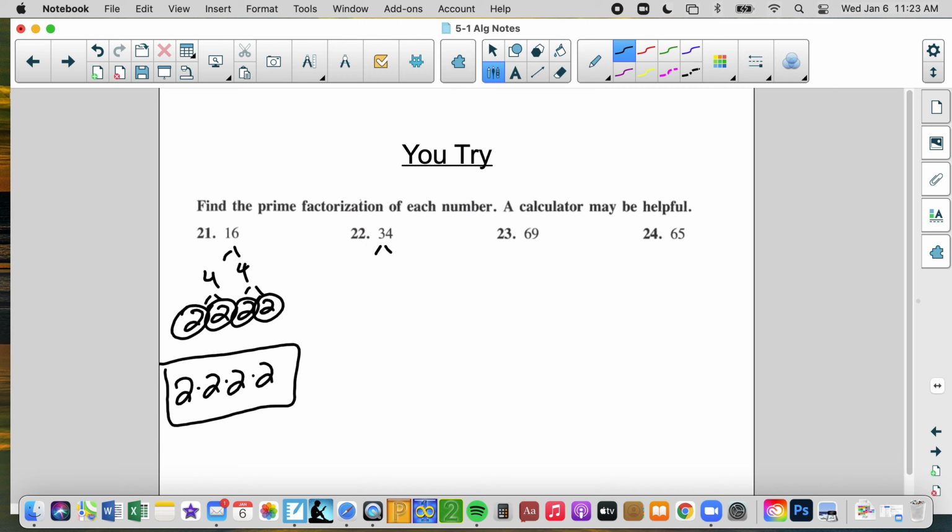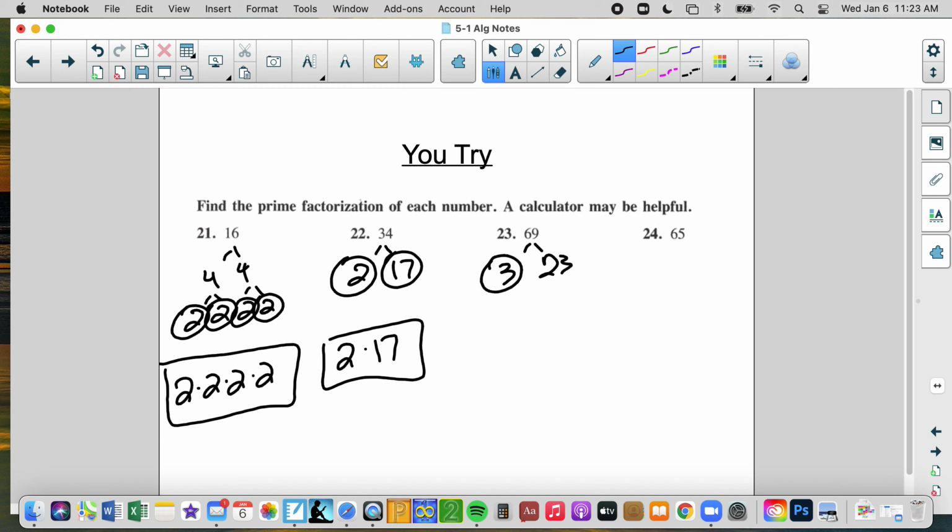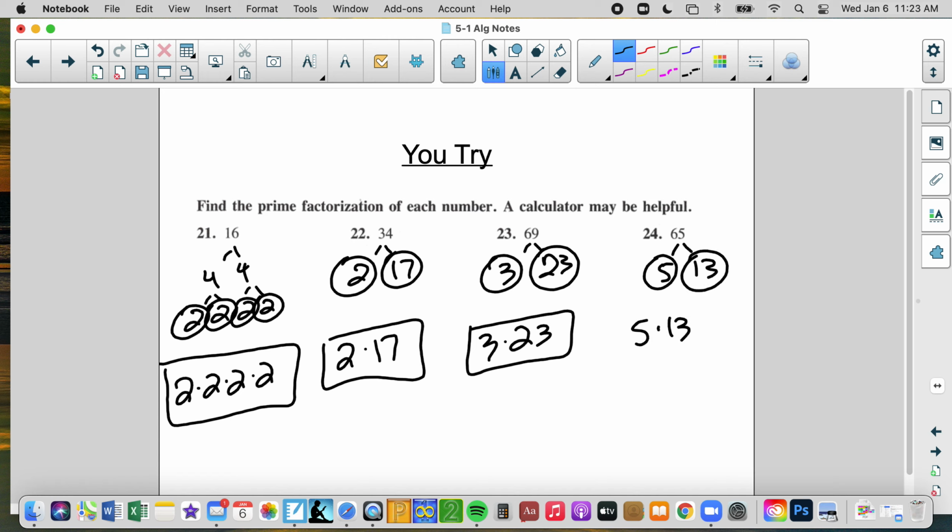34. 34 is a composite number, so I can break that into 2 and 17. 2 is prime, and 17 is prime. So I got 2 times 17. 69, also a composite number. A lot of people think 69 is a prime number. That's not true. 3 goes into 69 23 times. 3 is prime, and 23 is prime. So the prime factorization would be 3 times 23. 65, I know that 5 times 13 equals 65, so 5 is a prime number and 13 is a prime number. So my prime factorization of 65 would be 5 times 13.